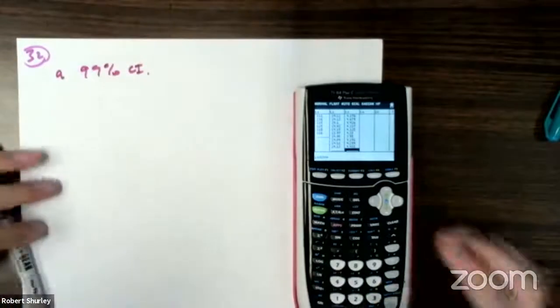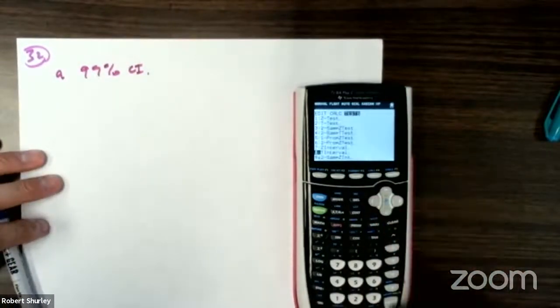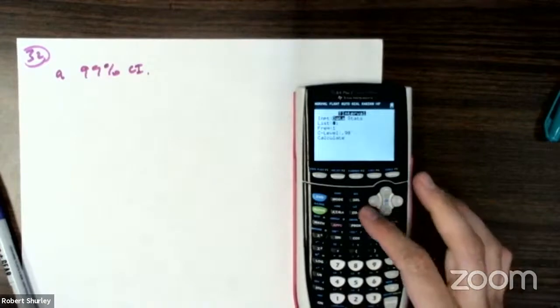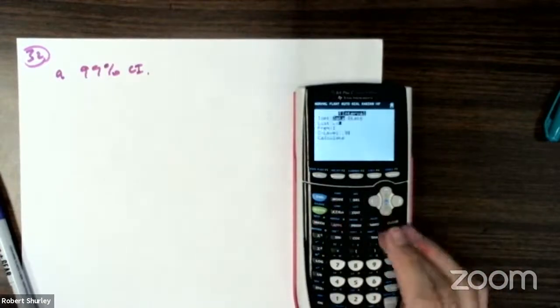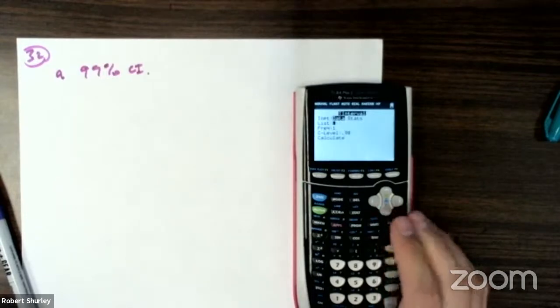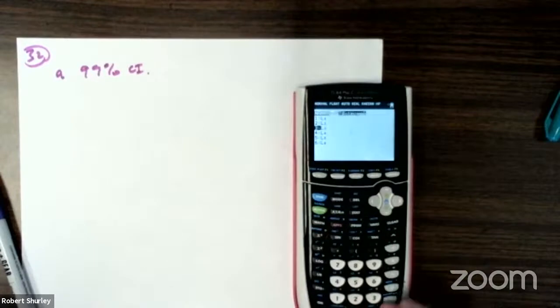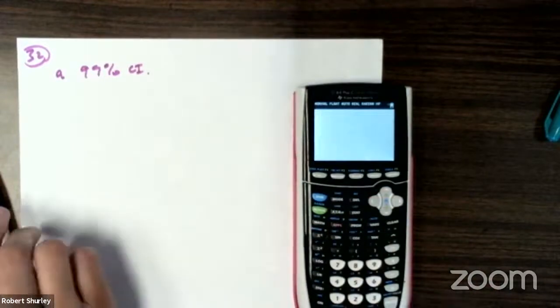Okay, let's see here. So stat test. Now we're doing a T interval because we have a sample standard deviation. We're coming from the data. Now it's on list 3 for me. Remember, I put it in list 3. I accidentally deleted list 3. And it's a 99% confidence interval.